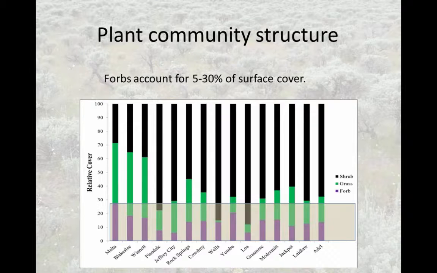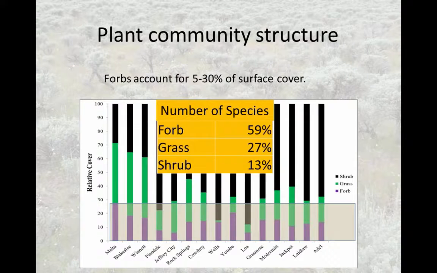And you can see again the Great Plains sites are a little bit different than many of the other sagebrush sites, but forbs make up 5 to 30% of the plant cover of these sites, much less of the total cover. So in terms of the structure, they're relatively unimportant, but in terms of the number of species, even though they account for a very small amount of the cover, they account for 60% of the species richness of these systems. Grasses are about a quarter of the species richness, and the shrubs, as I said, there's a few of them, but doesn't really account for much in terms of the number of species.